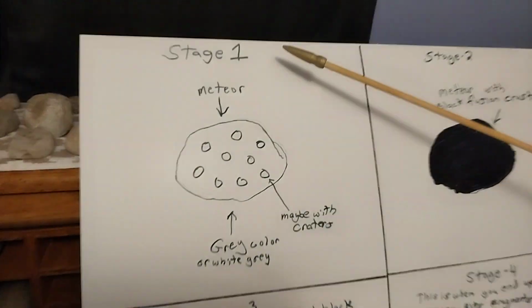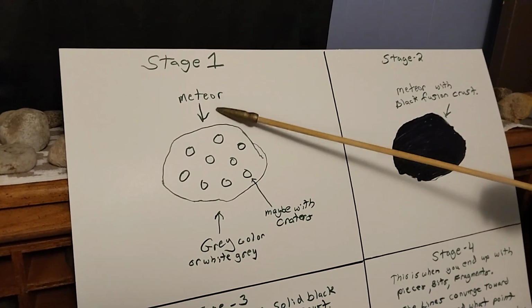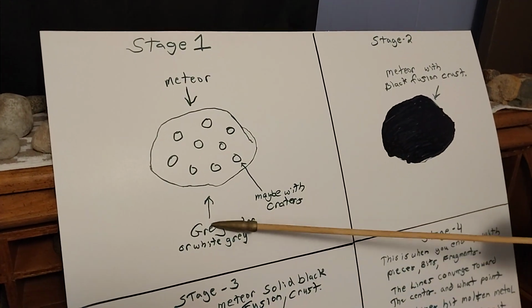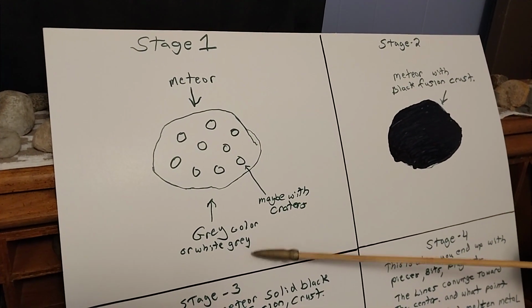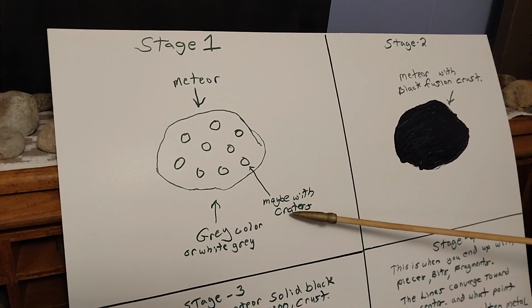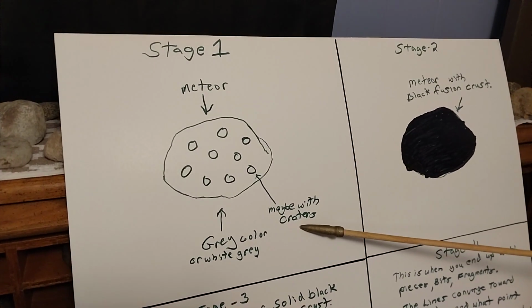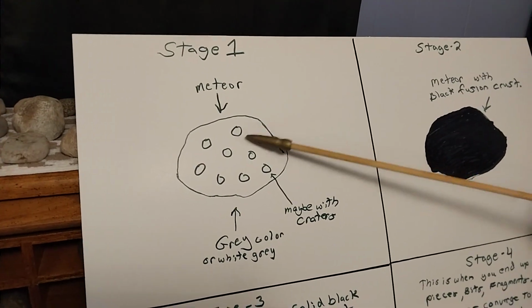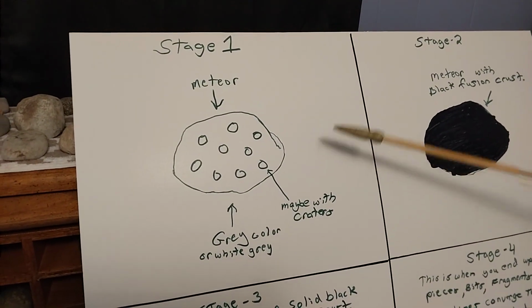I'm here to talk about the stages of a meteor and a meteorite breakup. Okay, we'll go over here. This is stage one. You have the meteor, which is either a gray color or a white gray color, and maybe it might have the little circles, the little craters on it. Maybe.